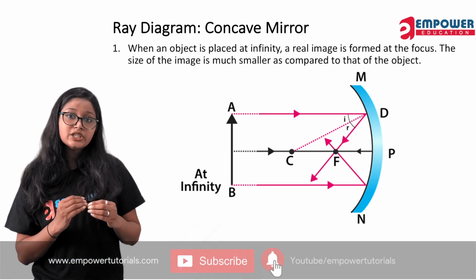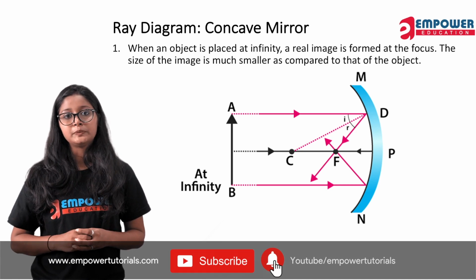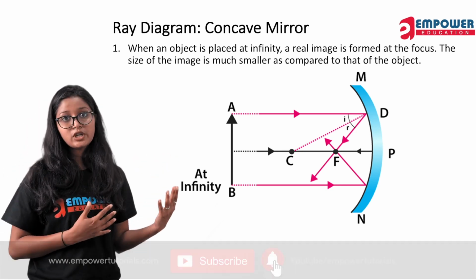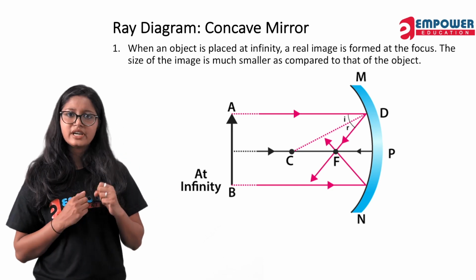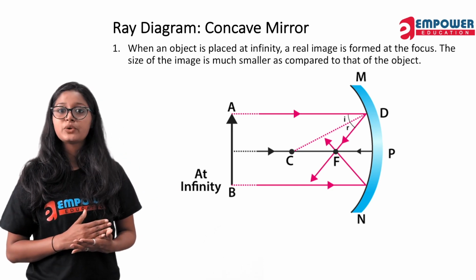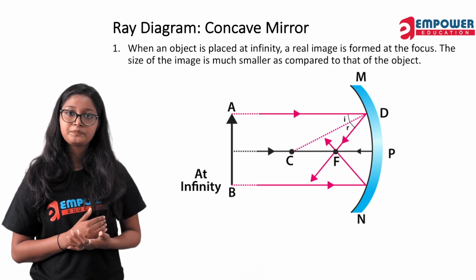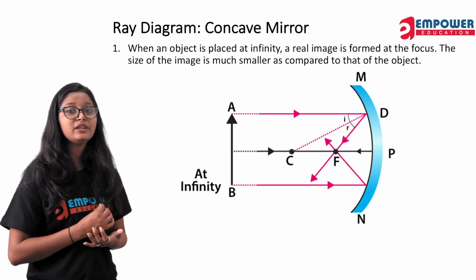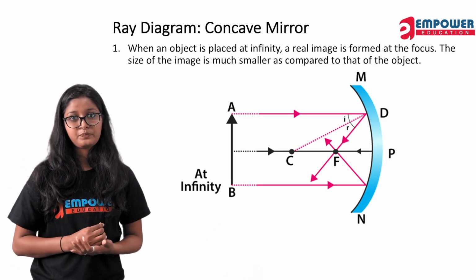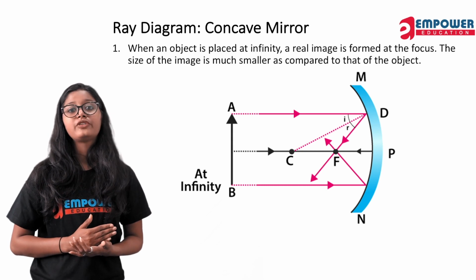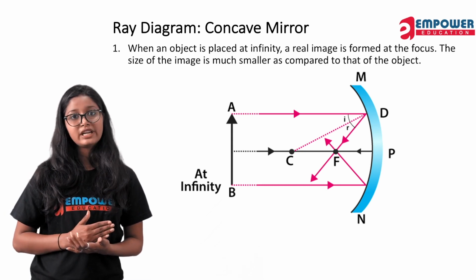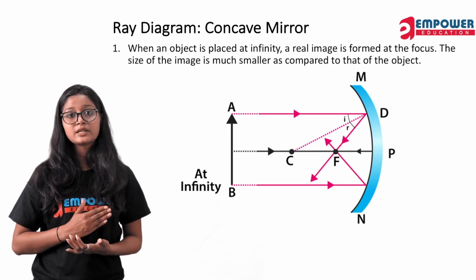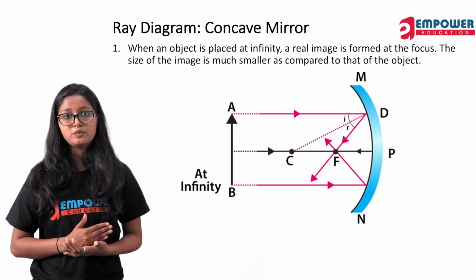Now, the nature of the image that is formed here. Now you see the object is at infinity, the size of the object is greater. Whereas you see all the reflected rays are meeting at the focal point, which shows you that the size of the image that you have obtained here is very small. So in this type of ray diagram, you get an image which is very small as compared to the size of the object.